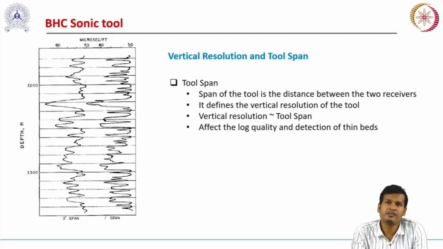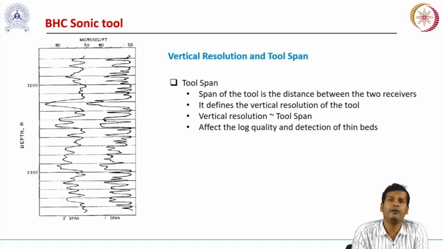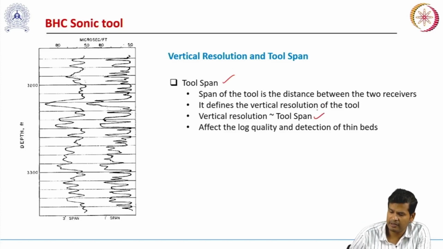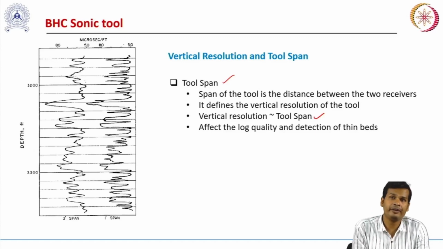Now, vertical resolution and the tool span. Vertical resolution is the minimum depth of the formation which we can record with this tool, and the tool span is nothing but the distance between the tool receivers. Generally, vertical resolution is almost equal to the tool span for the sonic logging tool. So if you have very bad vertical resolution, you will not be able to detect thin beds.